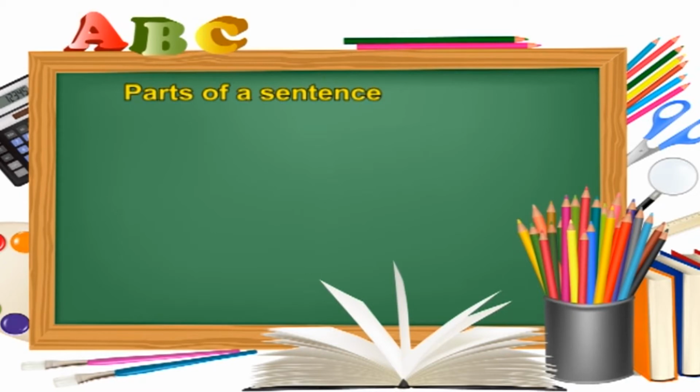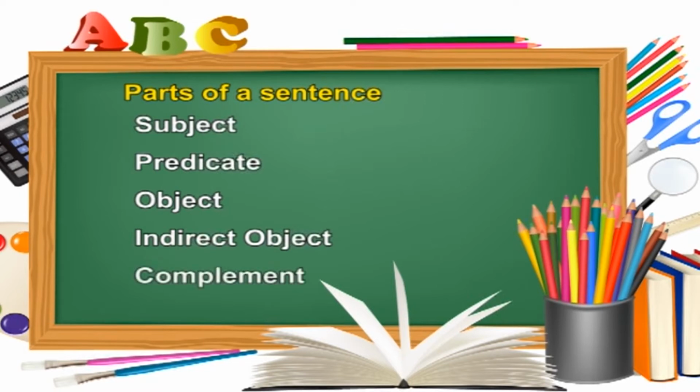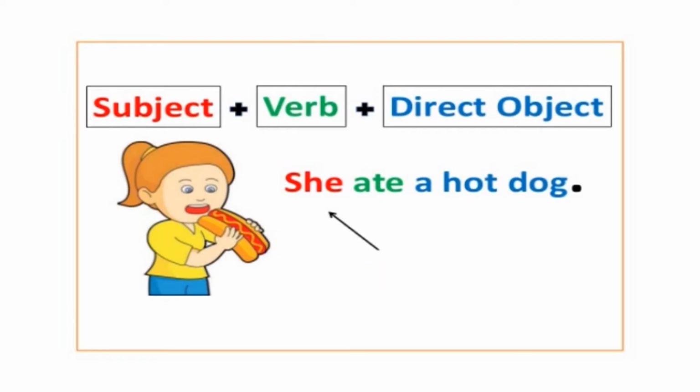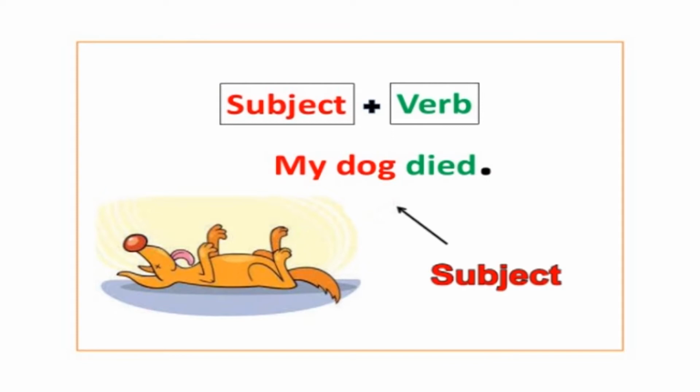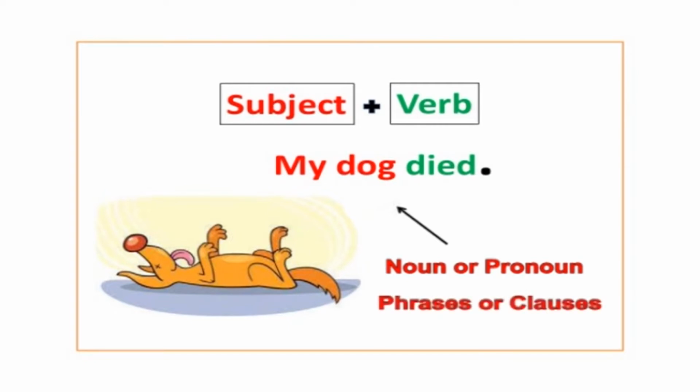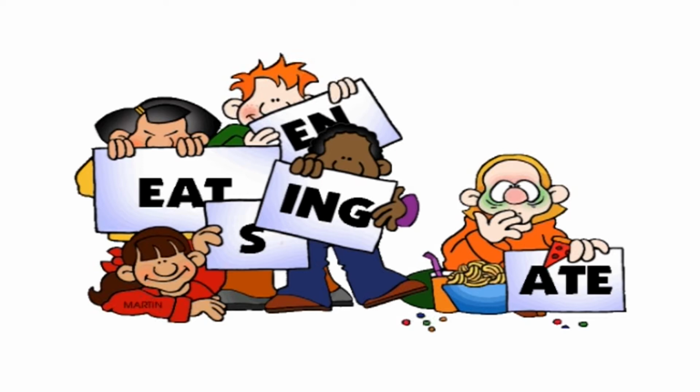The different parts of the sentence are subject, predicate, object, indirect object, and complement. The two most basic parts of a sentence are subject and predicate. The subject of a sentence is the person, place, or thing that is performing the actions of the sentence. The subject represents what or whom the sentence is about. The simple subject usually contains a noun or pronoun and can include modifying words, phrases, or clauses. In a sentence, every verb must have a subject.